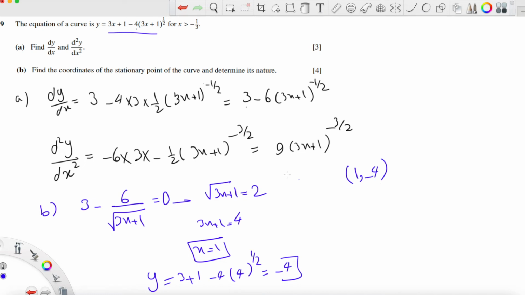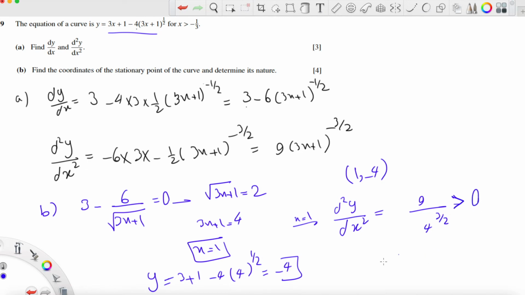In order to determine its nature, to find whether it's a min or max, we replace the x coordinate in the second differentiation. So d squared y over dx squared will be equal to, when x is actually 1, I replace here, 9 over (3 plus 1) to the power of positive 3 over 2. It is transferred to the denominator with positive power. So it is simply more than 0.